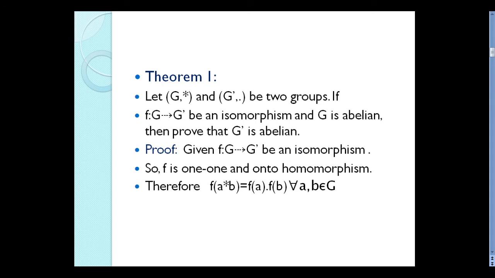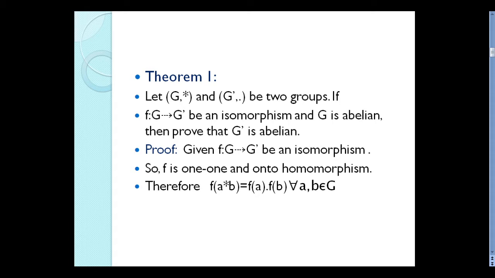Theorem 1. Let G under star and G dash under binary operation dot be two groups. If F is a mapping from G to G dash, be a homomorphism and G is abelian, then prove that G dash is abelian. So here two things are given. F is a mapping from G to G dash is a homomorphism and also G is abelian. So with the help of these two given conditions, we have to prove that G dash is abelian.